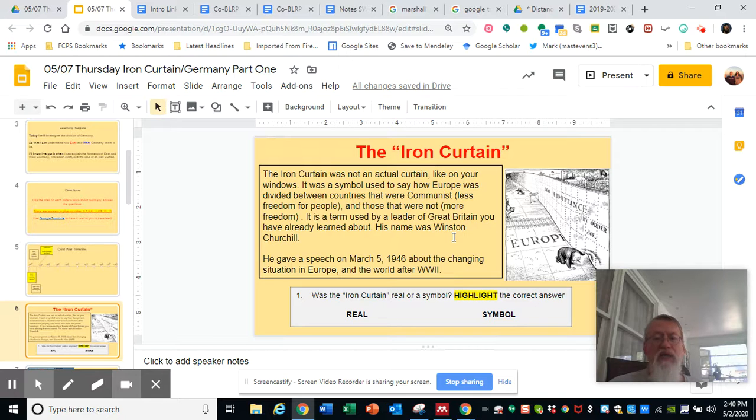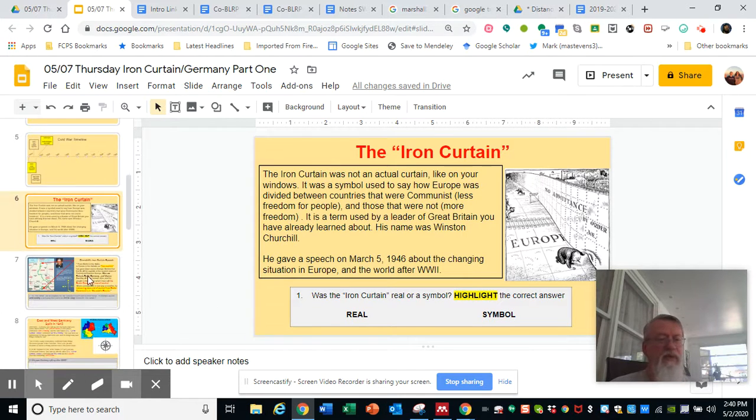I say idea because it wasn't an actual curtain. It wasn't an actual thing. It was an idea. An idea to describe control of the Soviet Union over everybody that they had control over. And then there's a question right there for you to answer. I can just give you the answer, but whatever.